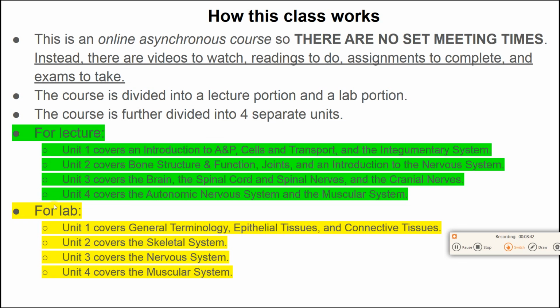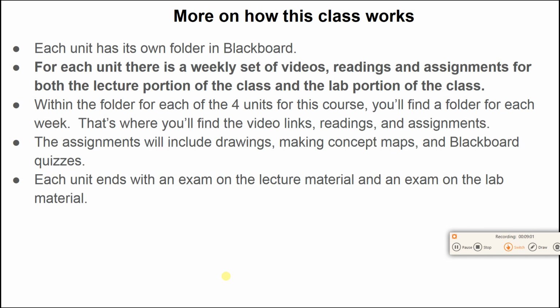So those are our 4 unit topics for lecture. For lab, unit 1, some general terms, then we'll do some tissues, epithelial tissues and connective tissues to be precise. Unit 2 is all about bones, Unit 3 all about the nervous system, Unit 4 for lab all about the muscular system. Okay, hopefully you're with me so far.